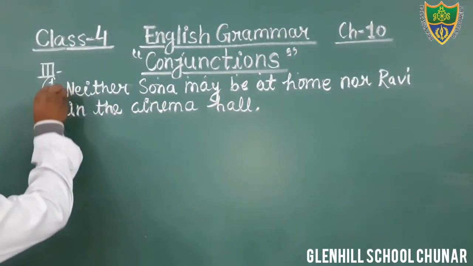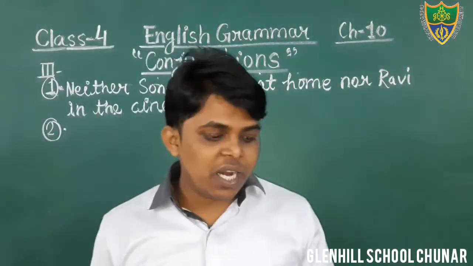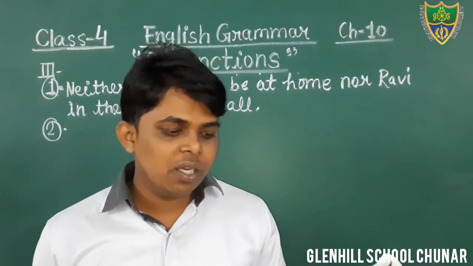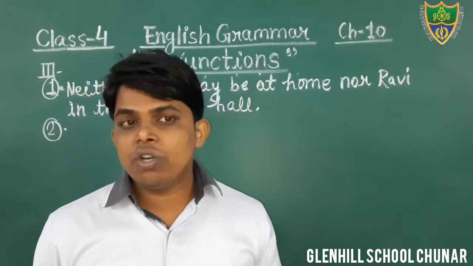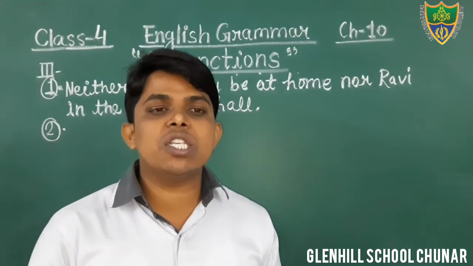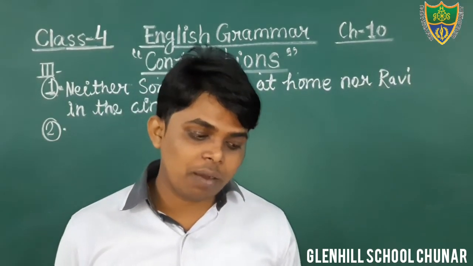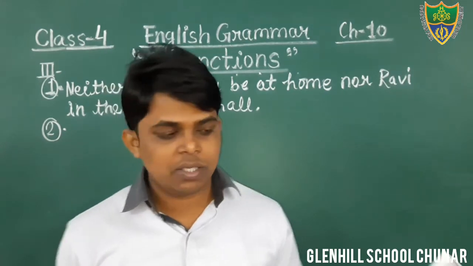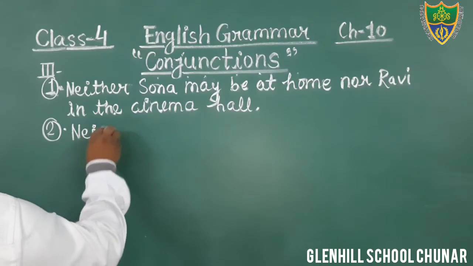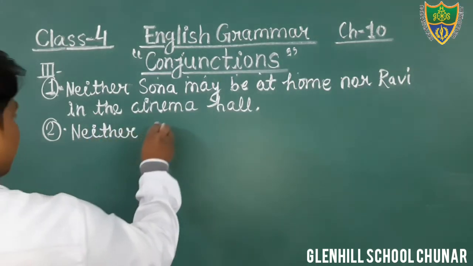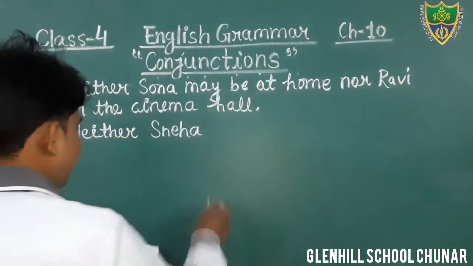Question number 2. Just see students, what is question number 2? Sneha did not come. That is one sentence. She did not send a message. That is another sentence. So we will join these 2 sentences using a conjunction. You see, neither Sneha came nor she sent a message. Just write down neither, N-E-I-T-H-E-R, neither Sneha came.